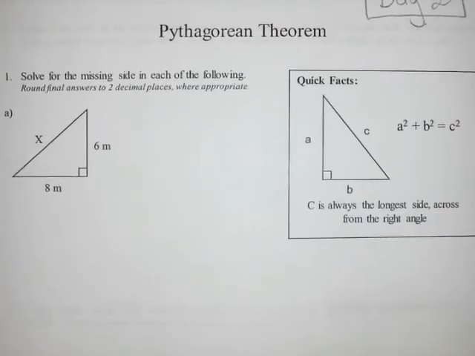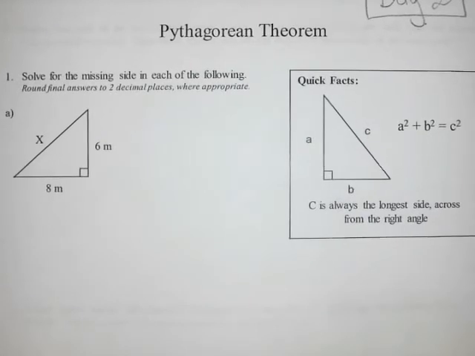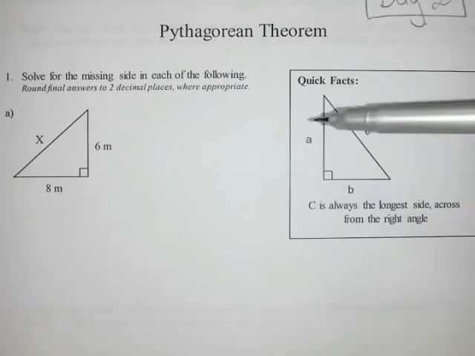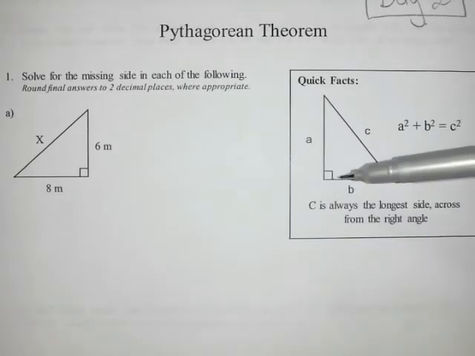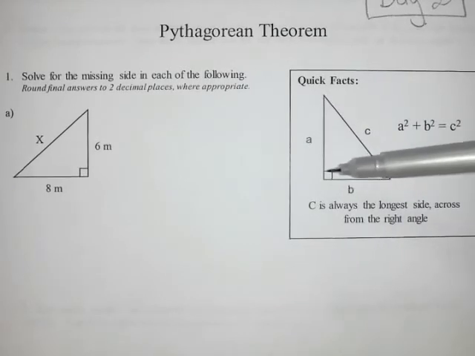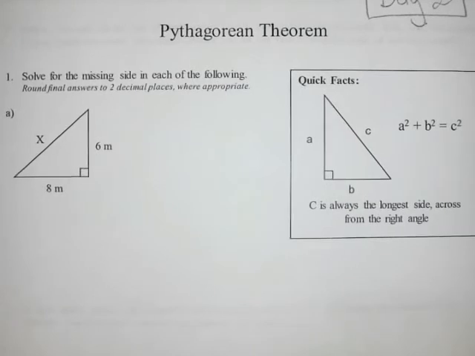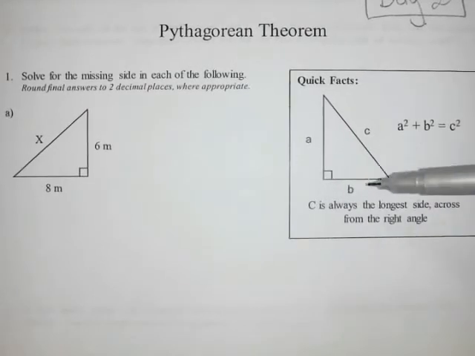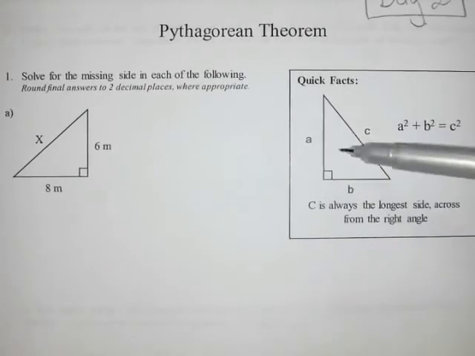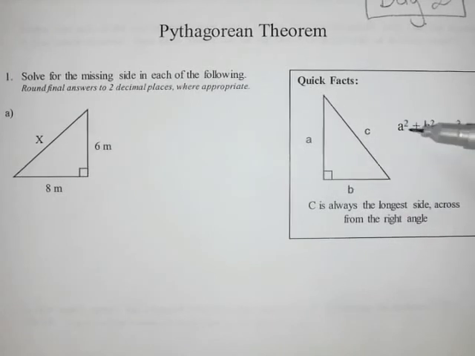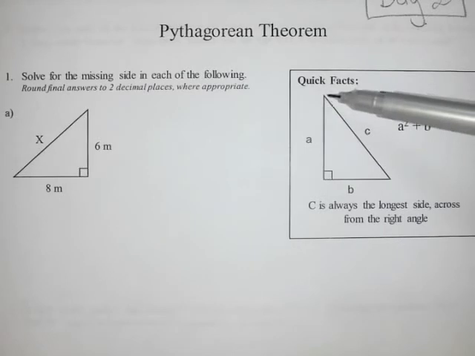Pythagorean Theorem, question 1, parts A, B, and C. So the Pythagorean Theorem describes the relationship between the three sides in a right angle triangle. This only works in triangles that have a right angle, or a 90-degree angle, in the corner. It says if you take the two shorter sides, A and B, and square them and add them together, you should get the same thing as if you took the longest side and squared that.